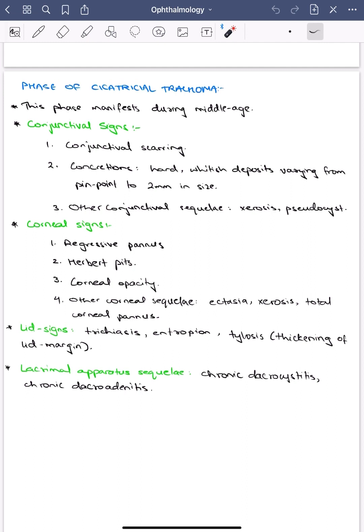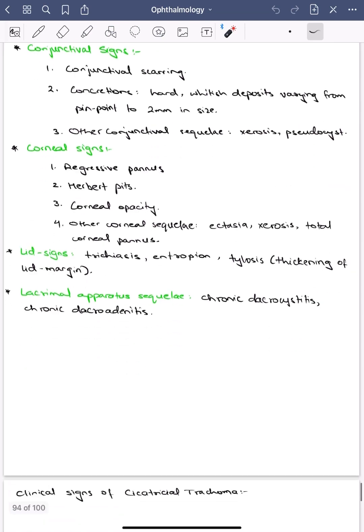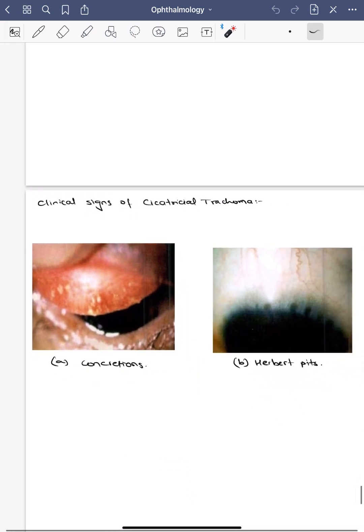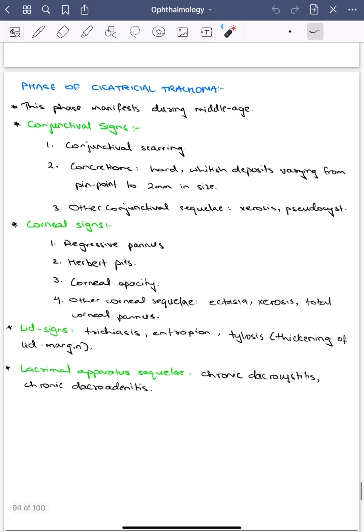So in conjunctival signs we have conjunctival scarring, concretions, that is hard whitish deposits varying from pinpoint to 2 mm in size, and other conjunctival sequelae like sclerosis and pseudocyst. Okay, so in this diagram, this here is the concretions, and remember these are hard whitish deposits varying from pinpoint to 2 mm in size. Now the corneal signs are regressive pannus, Herbert pits, corneal opacity, and other corneal sequelae like ectasia, xerosis, and total corneal pannus.